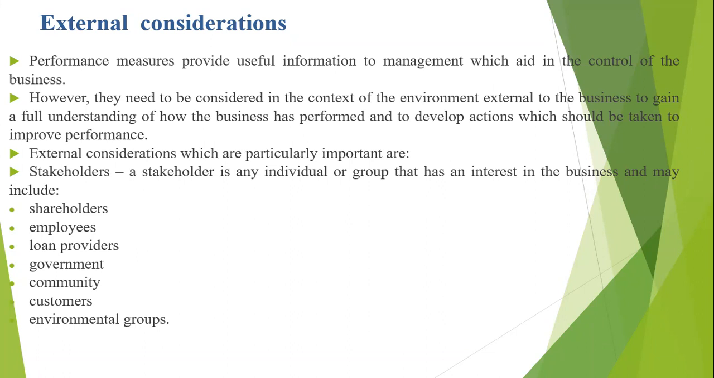Right? The external considerations which are particularly important are stakeholders. A stakeholder is any individual or group that has an interest in the business and may influence it. So when you are setting, especially the performance measurement system, you need to pay attention to the stakeholders of the business. It's not just the shareholders. You must attend to the comments and concerns of the employees. You must consider the claims of the debt capital providers. You must listen to the government. You must listen to the community. You must think about your customers, even the environment.